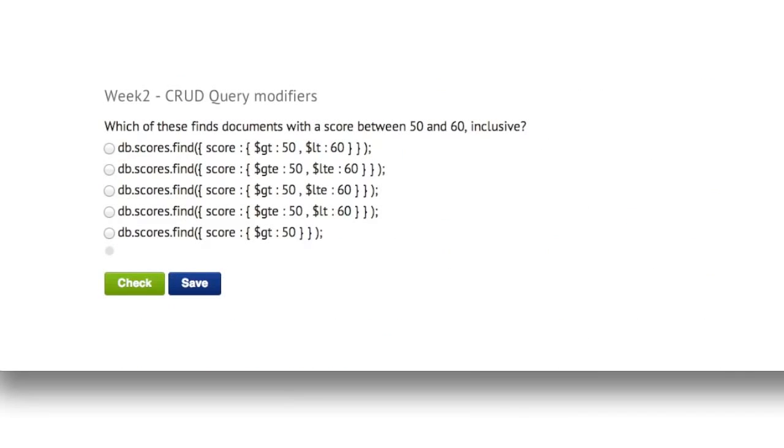Okay, let's have a quiz. Which of these finds documents with a score between 50 and 60 inclusive?